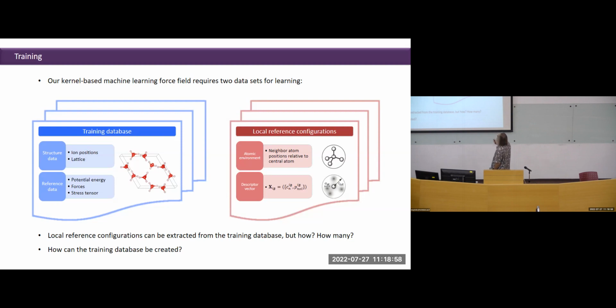And the other thing that we need is a set of these local reference configurations. So we need to store a number of descriptors for typical configurations around atoms. And it makes sense to take these configurations out of this training set. So we extract these reference configurations out of this training database. But how do we do that, and how many should we take, and so on and so forth? And how can we arrive at a suitable database of structures to train against?